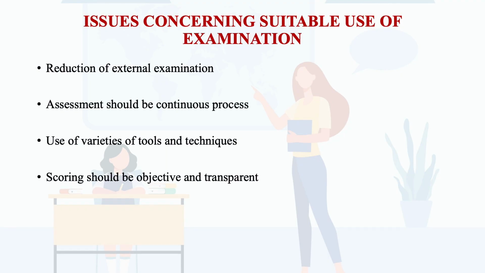Then further, scoring should be objective and transparent. So how to reduce subjectivity in scoring and how to ensure objectivity in scoring is also another important issue, and how to develop a transparent assessment system so that the learners will understand their performance, understand what they have done, and the feedback that they will get, they will also understand their shortcomings, and accordingly they will remove and modify their shortcomings.